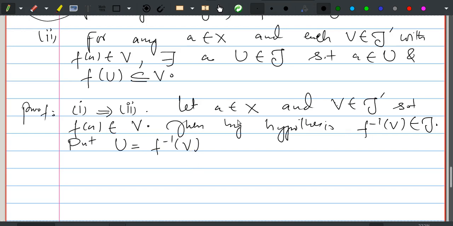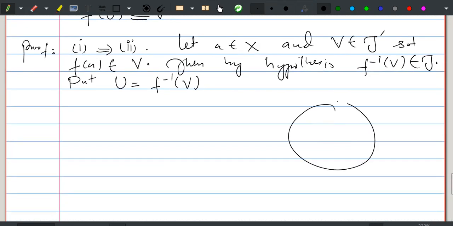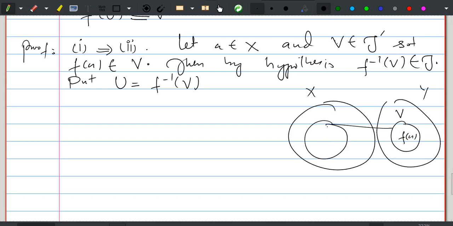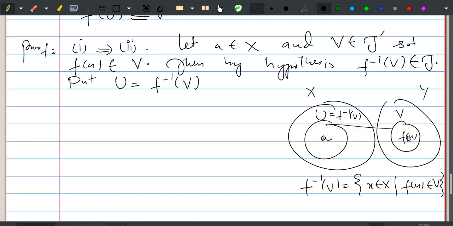So now note here that we are given X here and this is over Y here, and we have an open set V here such that f of a is in V. So if we are going to take its inverse image here, which is U, so this U is actually f inverse V. So that means this A is there, because by definition f inverse V is the set of all elements in X whose image is in V. So if f of A is there, then A is in this pre-image.